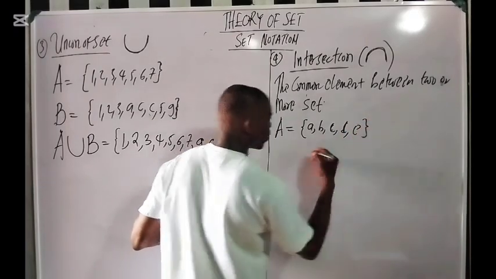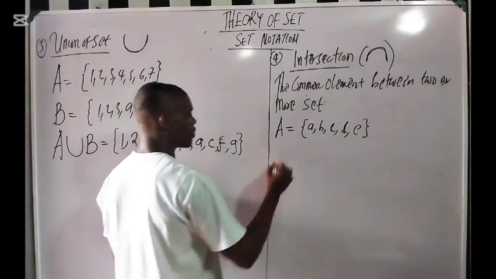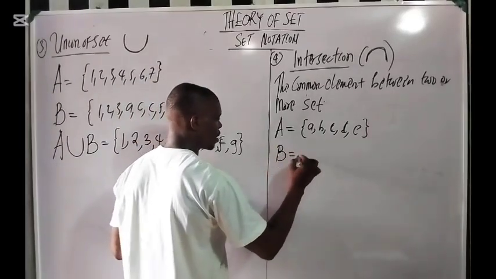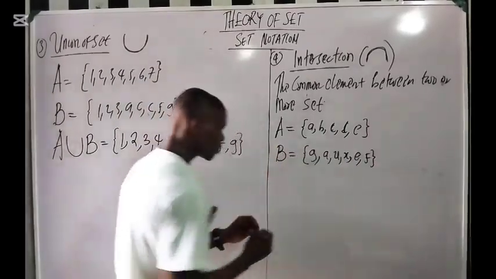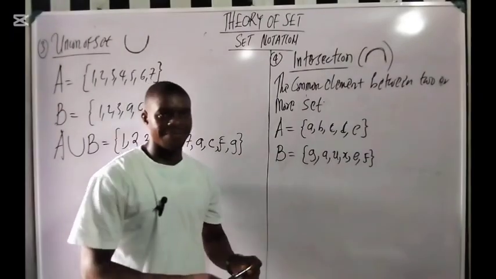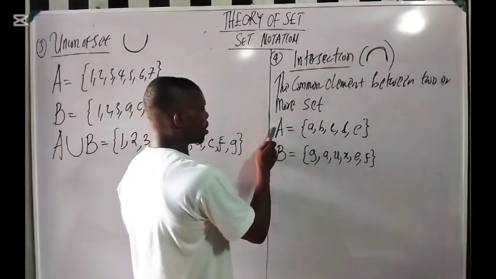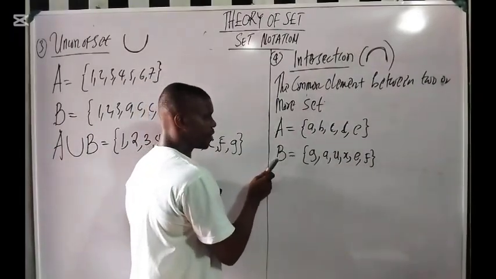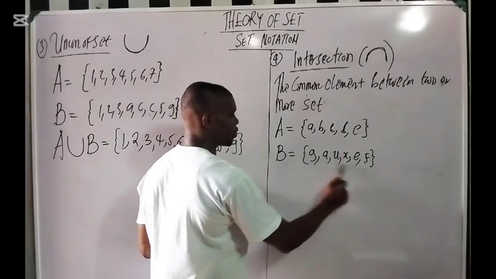Here we have this one here. I will always use a simple one. Then here we have B. Now here we have two different elements. Here we have set A and set B, right? So here we have the various elements.